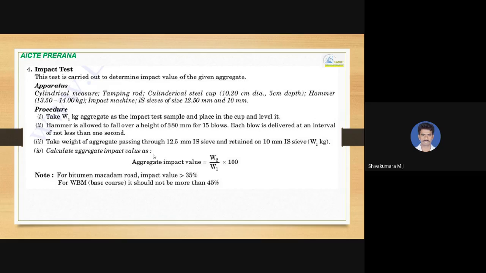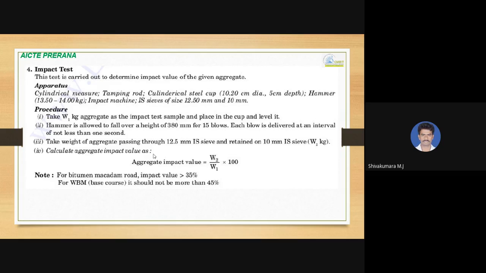Take the weight of aggregates which are passing through the 2.36 mm sieve, divided by the total weight of aggregate taken initially for the test, into 100. That will give us the impact value. The higher the impact value, the lesser is the resistance of aggregates to the impact load. The lower the impact value, the greater is the resistance against sudden impact.